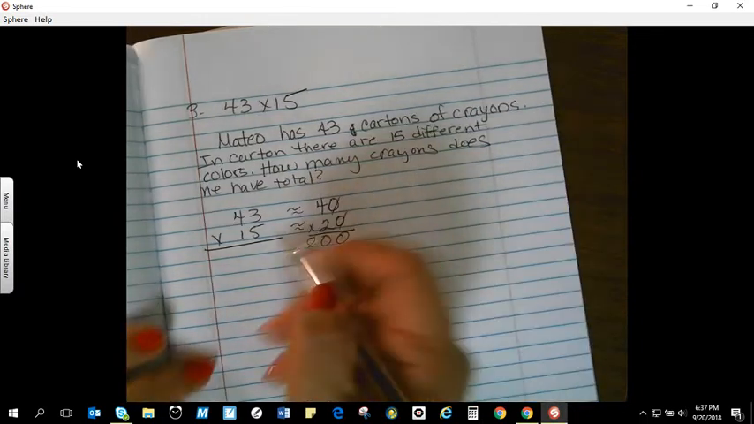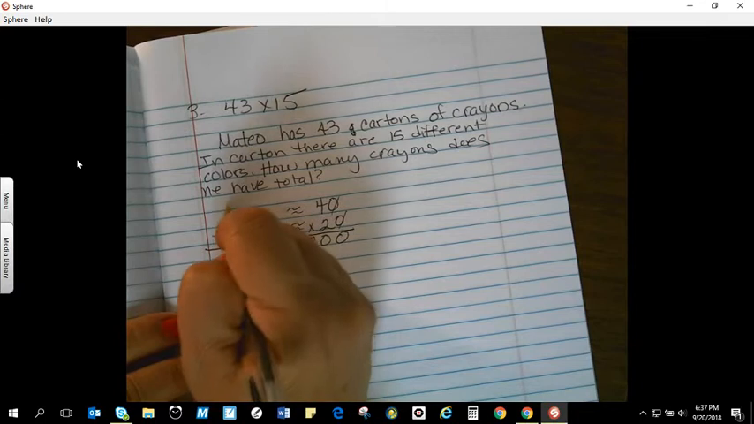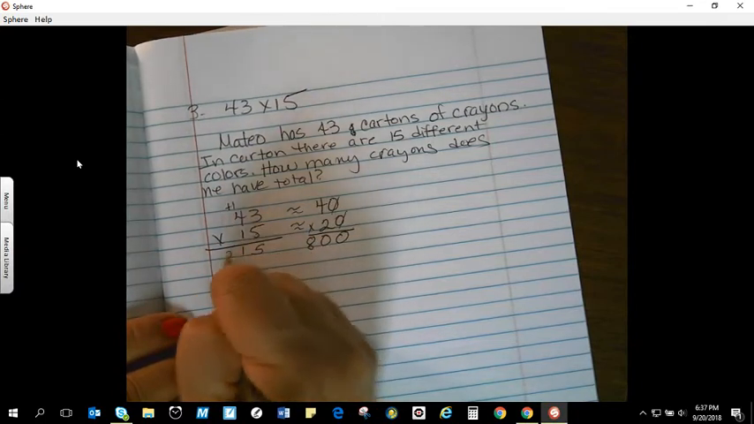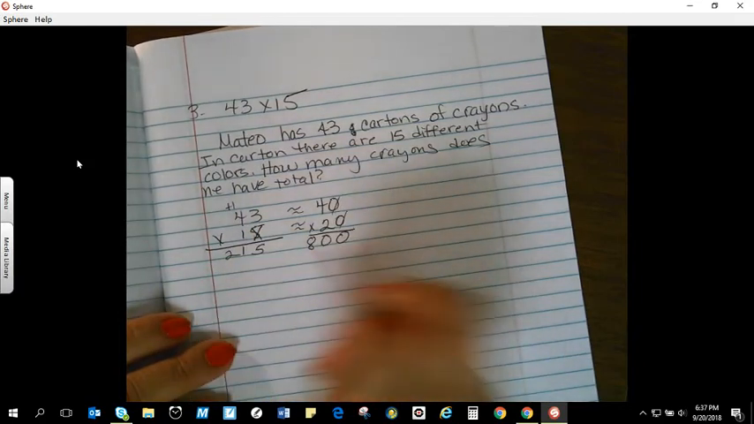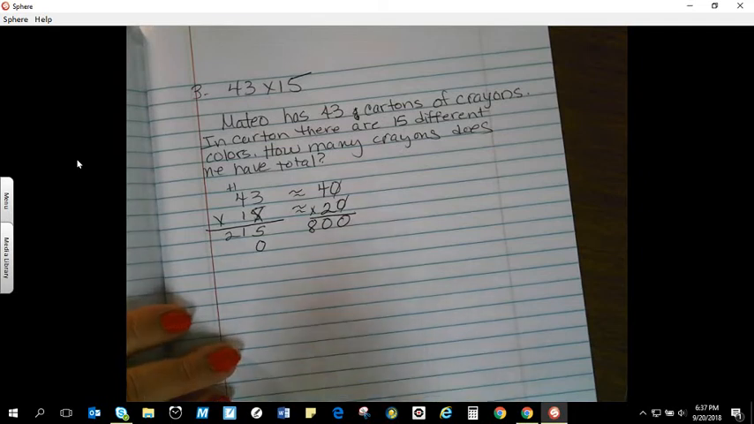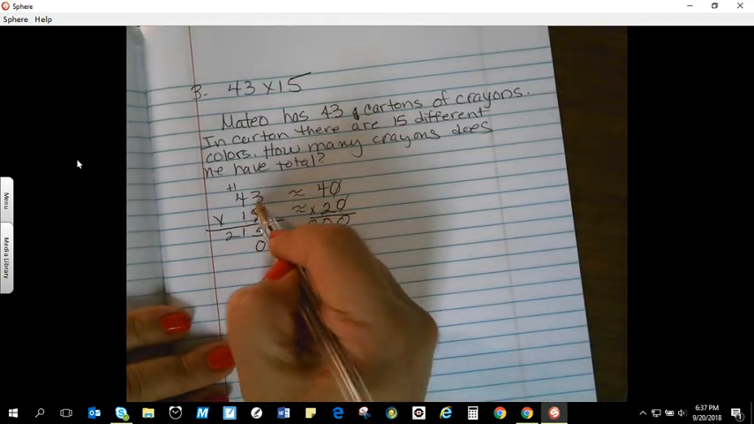Now let's just do exact. 5 times 3 is 15. Carry my 1. 4 times 5 is 20 plus 1 is 21. I'm done with my ones. I'm putting a 0 in the ones place value to hold it. I'm moving over to my tens. 10 times 1 is 3.